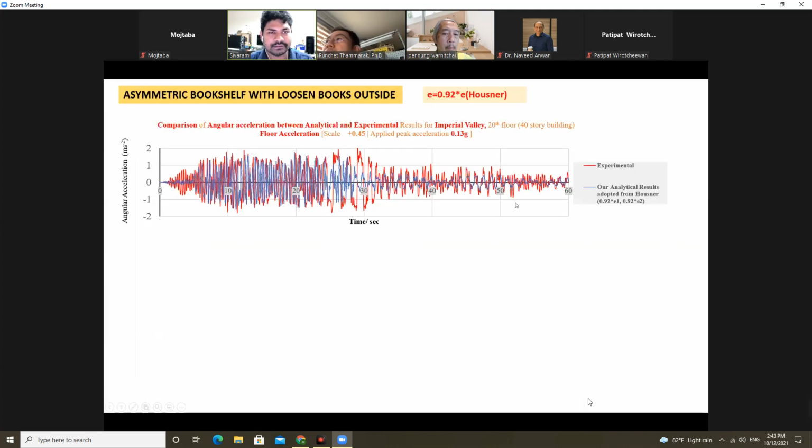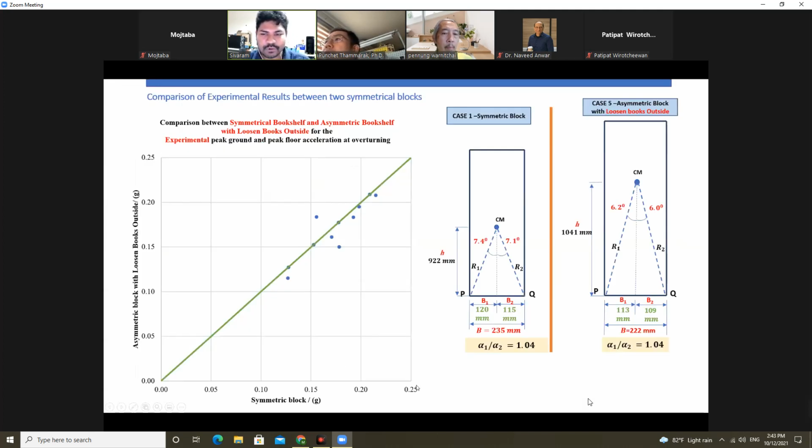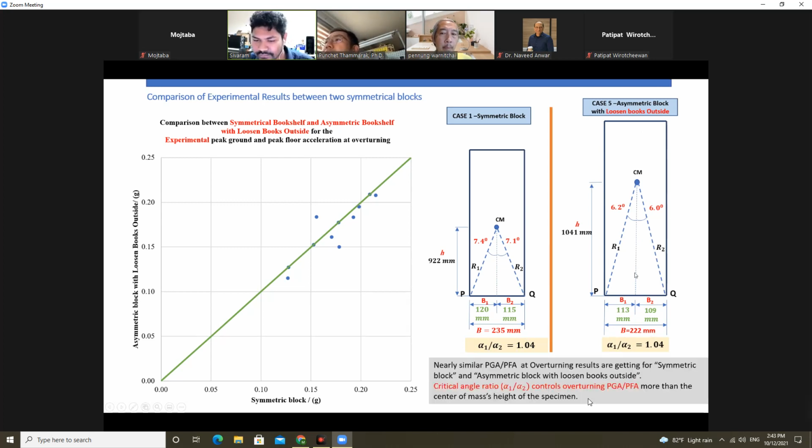We compare that one also. This is the comparison between our actual symmetrical blocks and the asymmetrical block with loosened books outside. Here the heights are different, but the critical angle ratios are the same. The experimental prediction is also almost matching, even though the heights are different. So we concluded that the critical angle ratio controls the result much more than the height of the specimen.